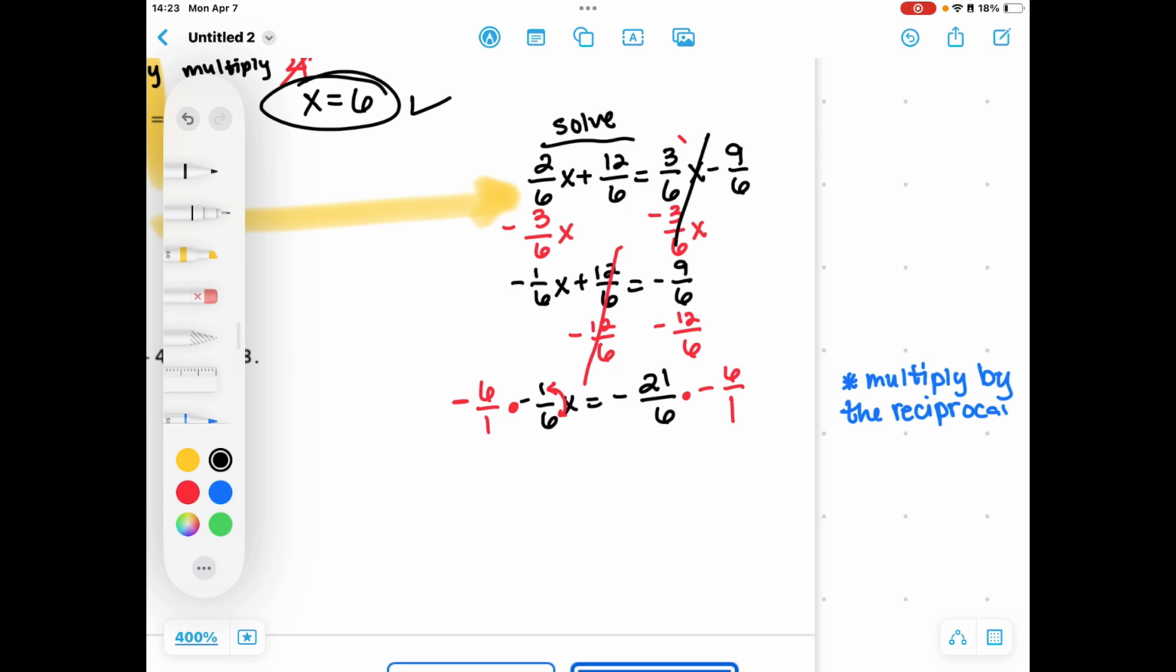This leaves us 6 on the bottom, 6 on the top. 1 on the bottom, 1 on the top. So really it just goes down to 1, and then negative times a negative will give us a positive x. Now we can do the same steps here. We have a negative times a negative, so that'll be a positive. I have a 6 on the bottom, 6 on the top, but then I have a 21 over 1, which just means your final answer is 21.